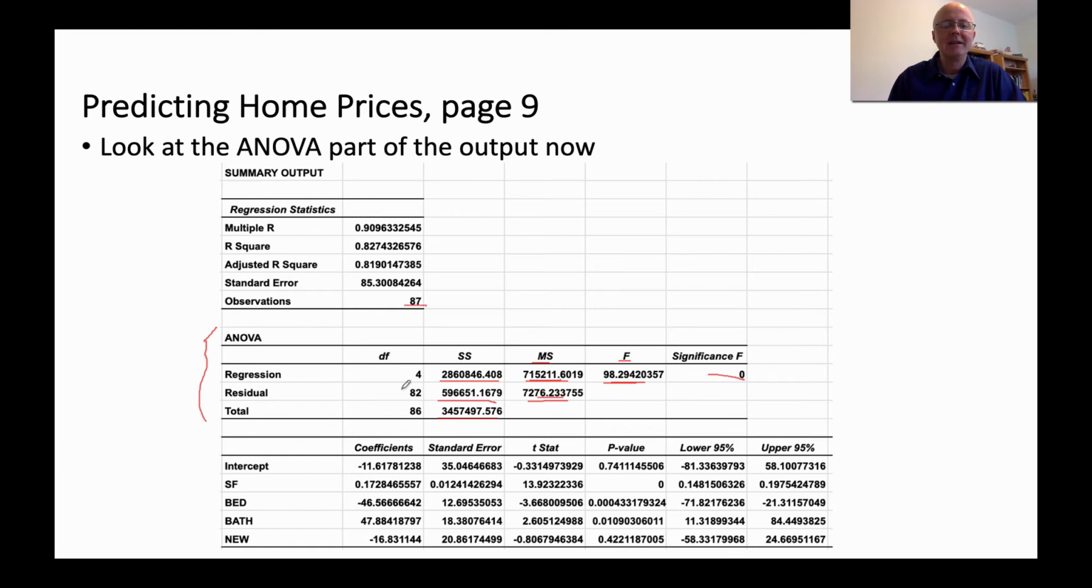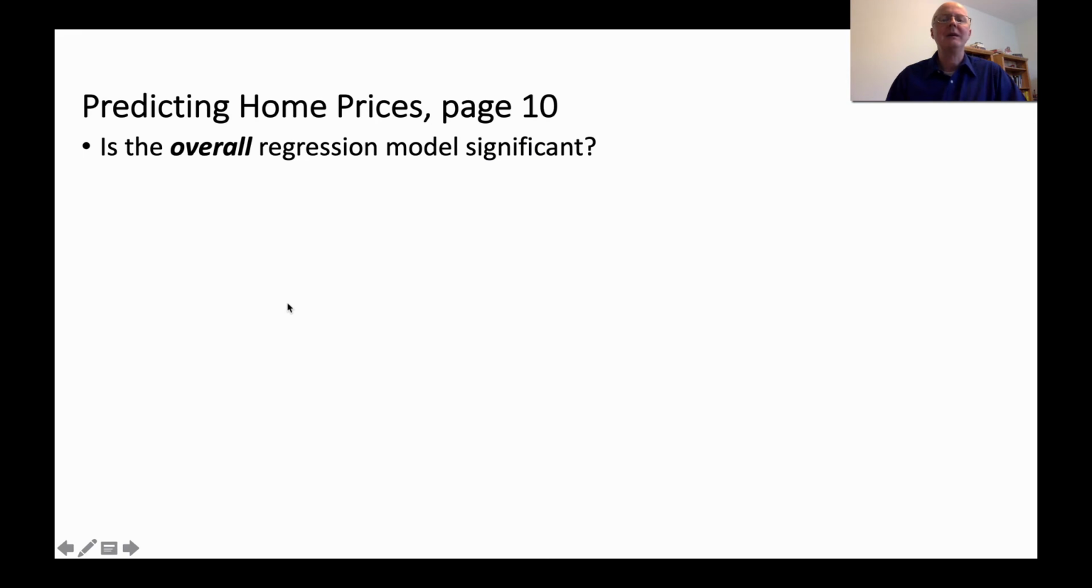N is 87 again. DF for this model is 87 minus 5, which is 82. 4 degrees of freedom corresponds to 4 explanatory variables. The DF total is 86. Don't worry about what that means. These numbers in these two rows add up to the number in this row in each case. And I'll remind you also of R squared, 0.827, and the regression standard error is about 85.3. All right, how are we doing as far as a test of the overall model?